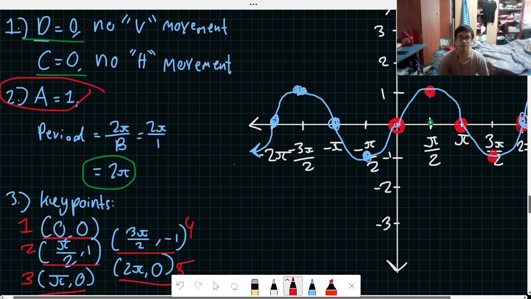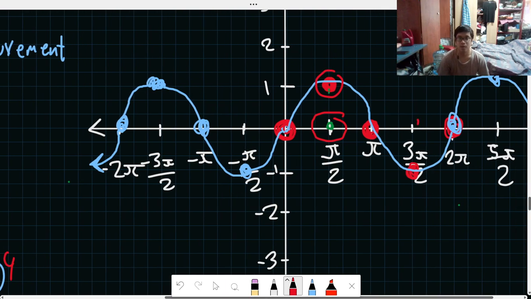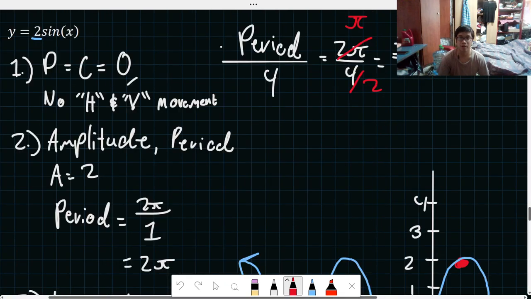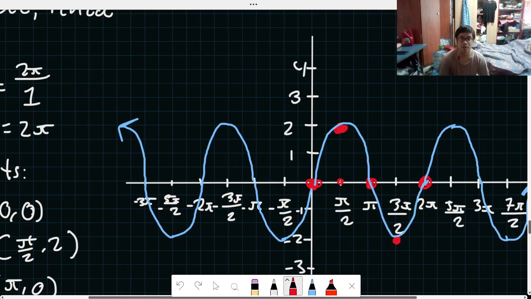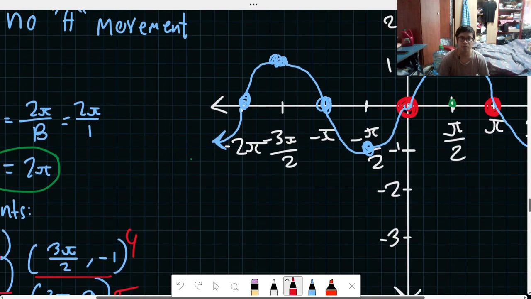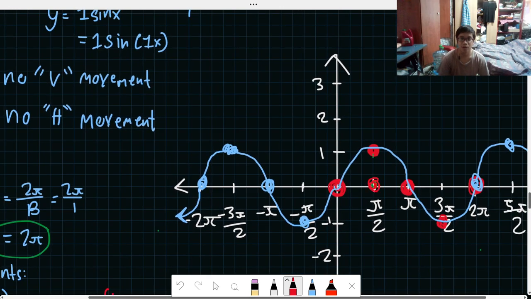It's 1, right? So the distance between the middle line and the maximum point, and the distance between the middle line and the minimum point, is 1 unit long. Sorry to confuse you. From here up to there, it's 1 unit long. All right, that's how far it is.